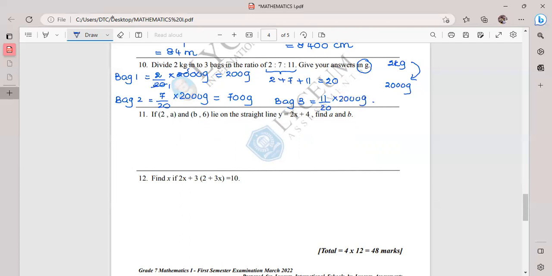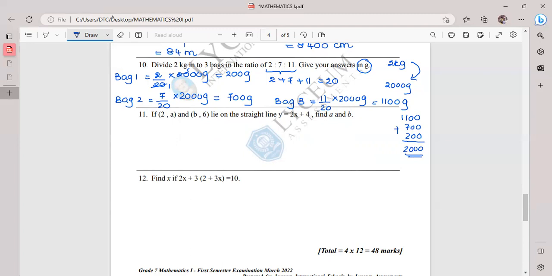So then when you simplify this, 100 into 11, you have 1100 grams, right? If you want to cross-check whether your answer is correct, you add the 1100, so then you have 700 and then you have 200. When you add them together, it gives me 2000. So then I have done it correctly.